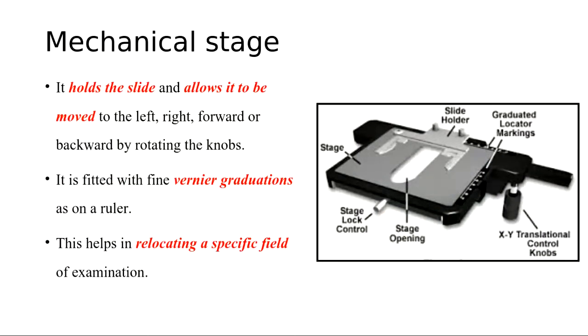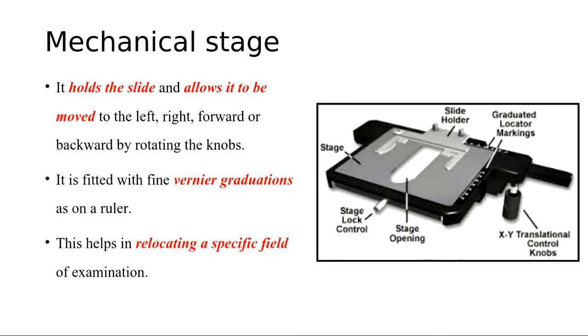Mechanical stage. It holds the slide and allows it to be moved. If you want to move the slide from left to right, right to left, top to bottom, then you need the mechanical stage. It is fitted with fine vernier graduations as on a ruler. On the right hand you see graduated locator markings. This helps in relocating a specified field of examination.